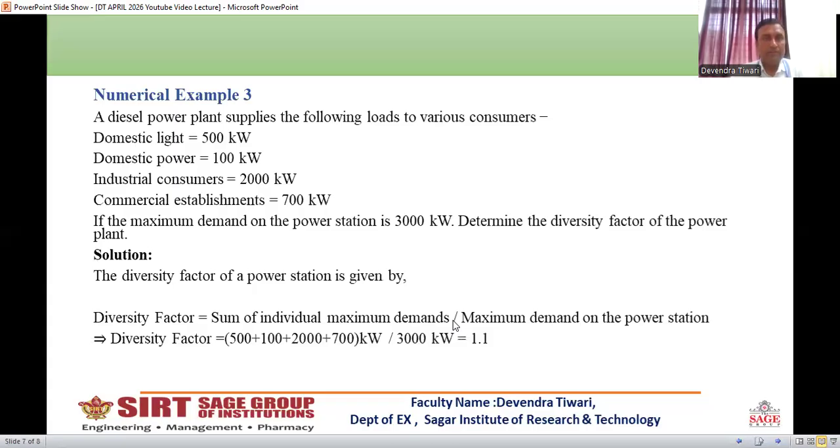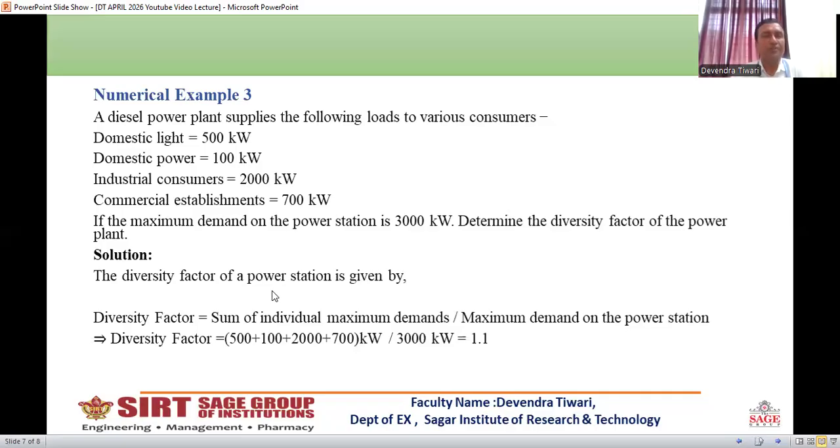Go to the next slide. A simple numerical for this diversity factor. A diesel power plant supplies the following loads to various consumers. Domestic light 500 kilowatt, domestic power 100 kilowatt, industrial consumer 2000 kilowatt, and commercial establishments 700 kilowatt. If the maximum demand on power station is 3000 kilowatt, determine the diversity factor.